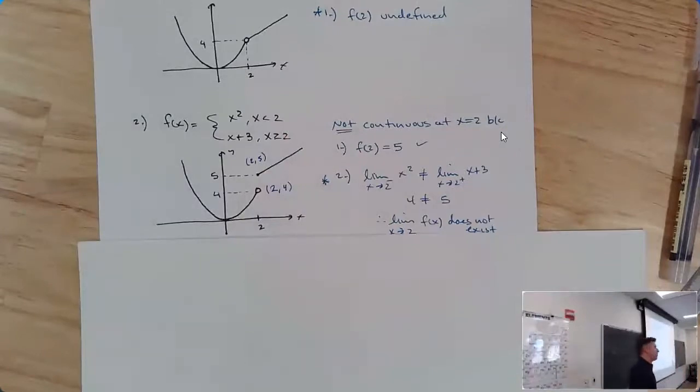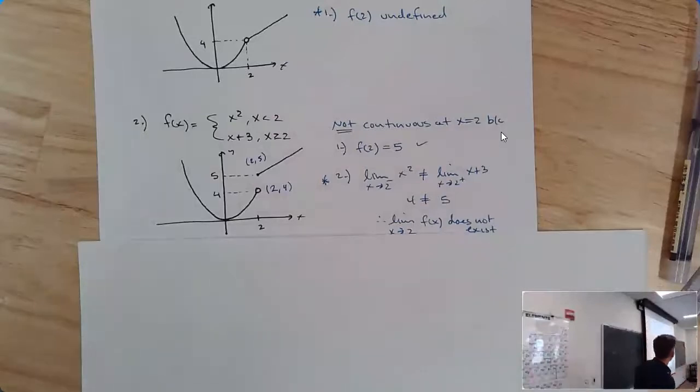Now, how do we more formally say it's not continuous? Well, what I would say here is that the limit at that point doesn't exist. As x approaches 2 from the left, the graph is approaching 4. As x approaches 2 from the right, the graph is approaching 5. And since those values aren't matching up, we have discontinuity.